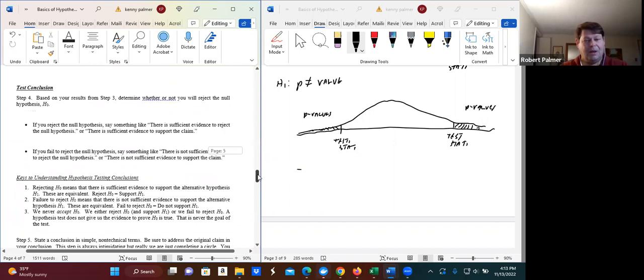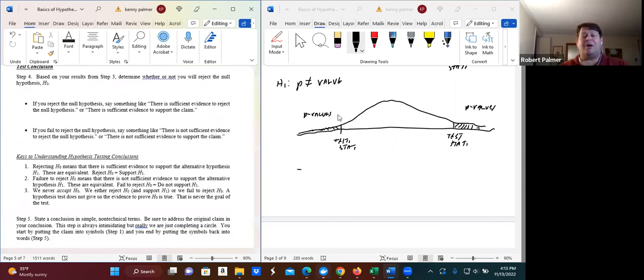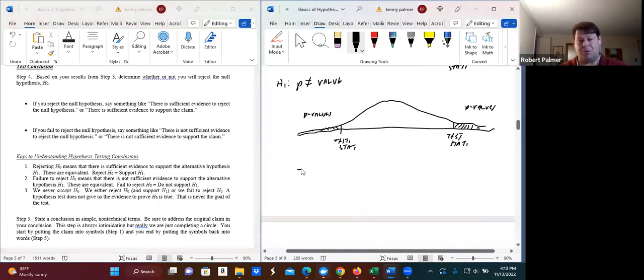Now, once we've done either the critical value method or the p-value method, what we have to do is decide whether or not to reject the null hypothesis. So let's talk about the idea of a null hypothesis and alternate hypothesis. Think about the American justice system, the way it's supposed to work. You've heard the saying that we're presumed innocent until proven guilty. And that's how the American justice system is supposed to work.